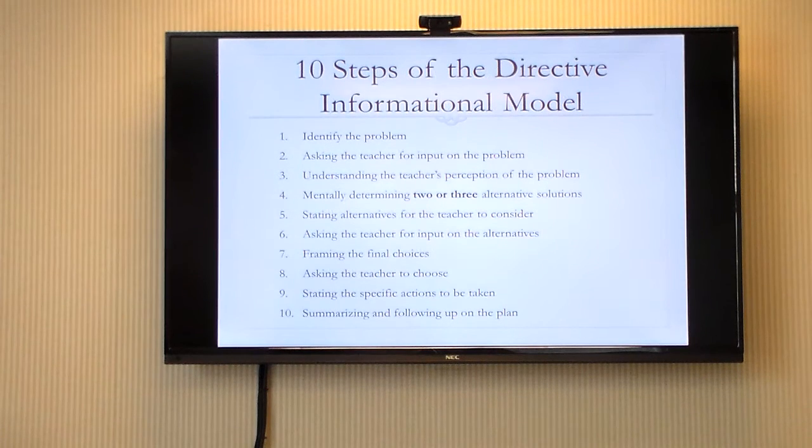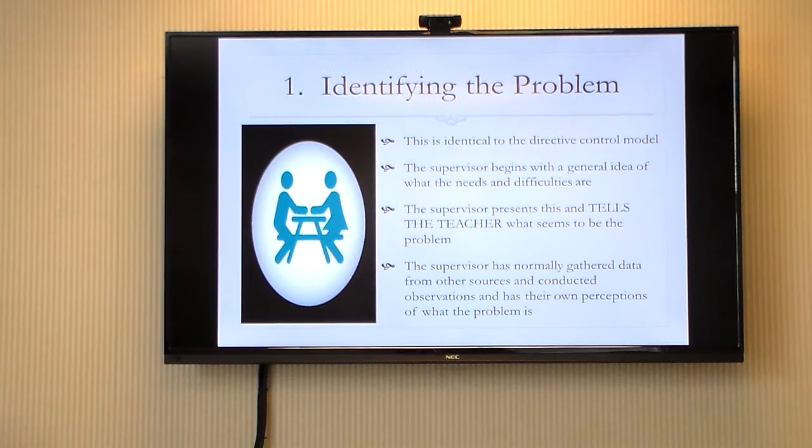So the 10 steps of the model, once again, this is all in the textbook, and it's done nicely on a continuum, which I think is important to see. But this is something that you can visit on your own. I think it's a big idea. So step 1 is identical to the directive control model. The supervisor knows what the difficulties are. They tell the teacher what seems to be the problem. The supervisor has gathered data from other sources and conducted the observations, and they know what the problem is. But the teacher is going to listen to what the supervisor has to say in this model.